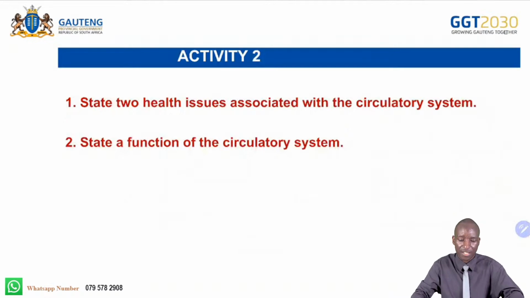With that, we come now to activity number 2. Number 1 says state 2 health issues associated with the circulatory system. Then number 2, state a function of the circulatory system. We go again with 3 minutes, then we do this activity, 2 questions.